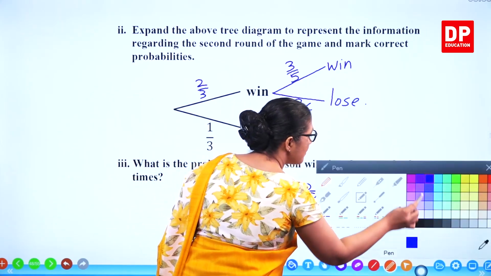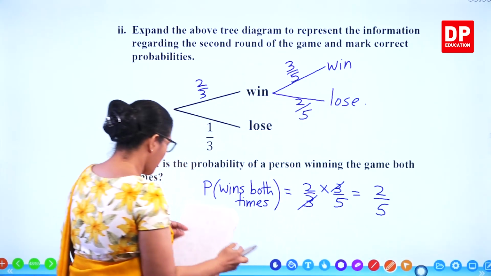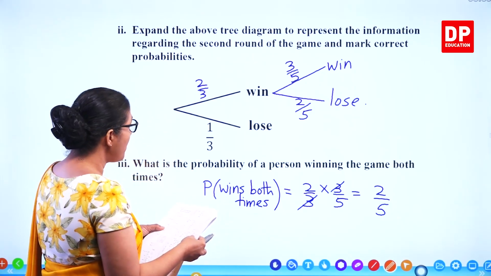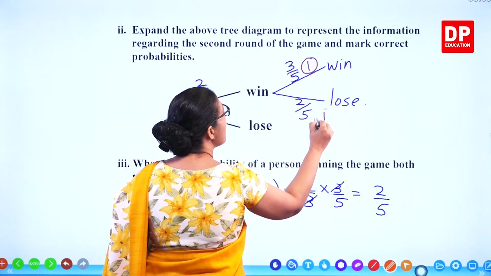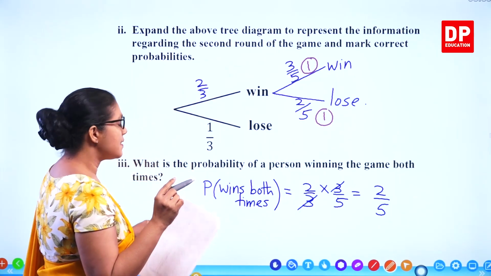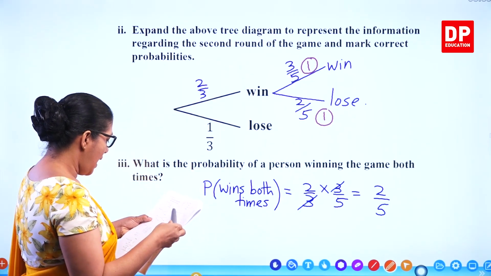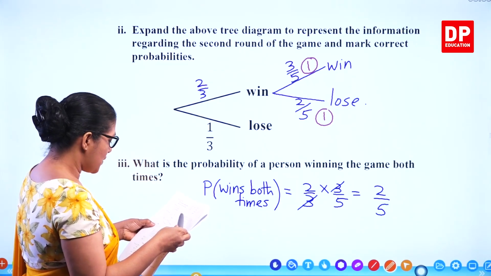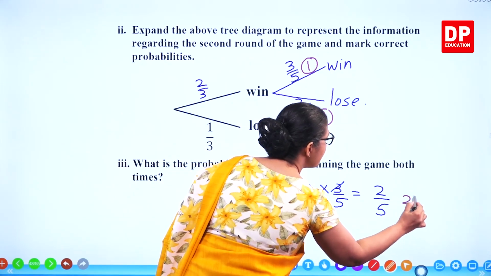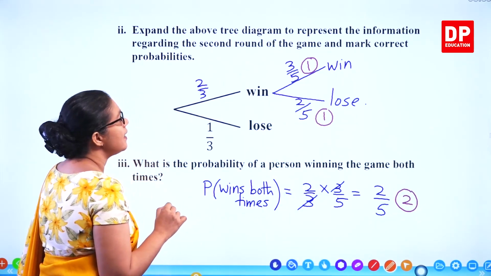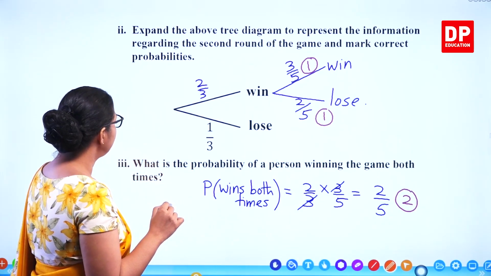Let's give marks. So in this one, 2 marks here, showing this path and this path, correct probabilities, everything. 2 marks there. And then 2/5 for the second one, again 2 marks. This is part A. Let's do part B.